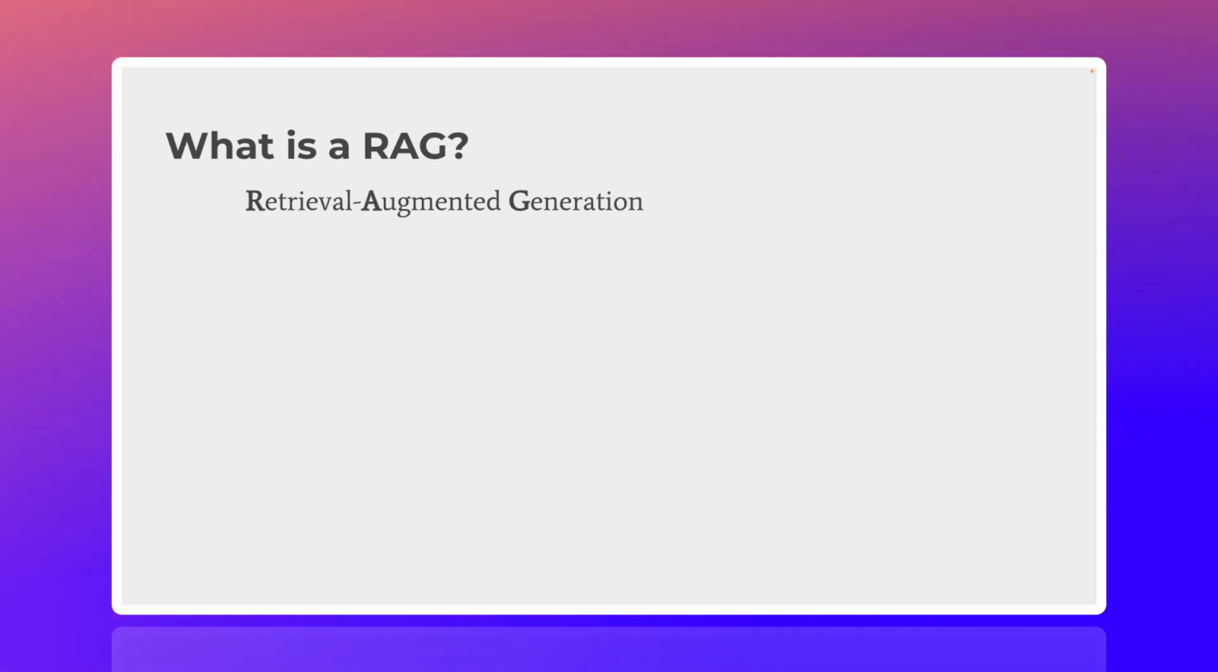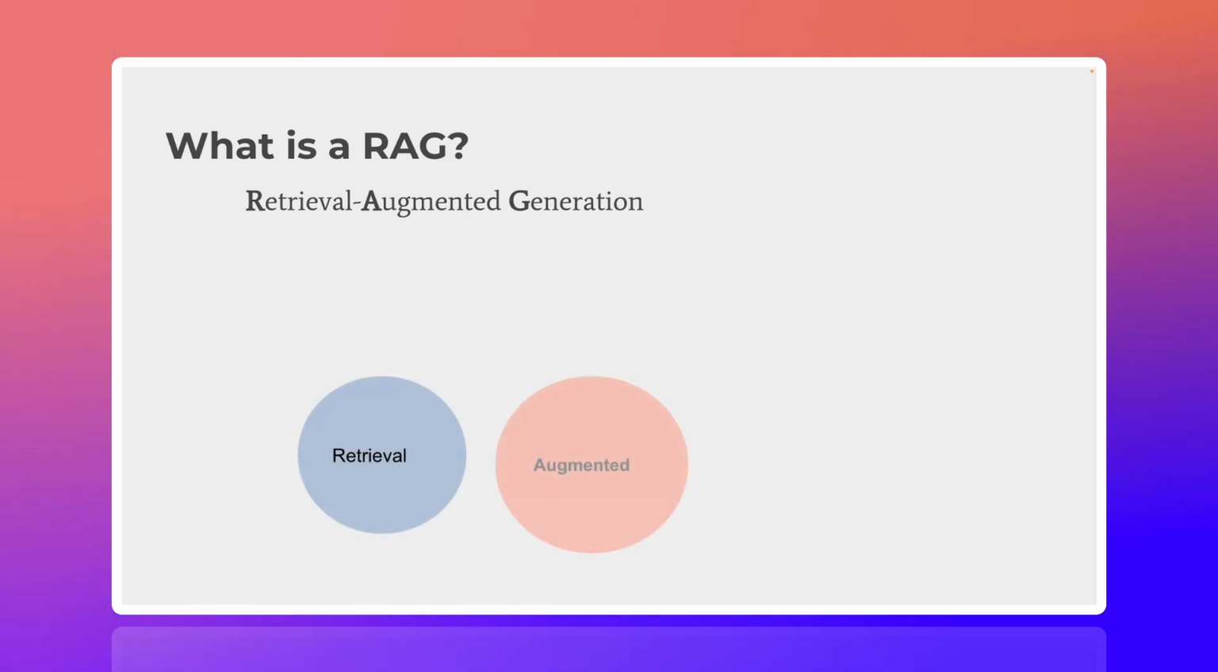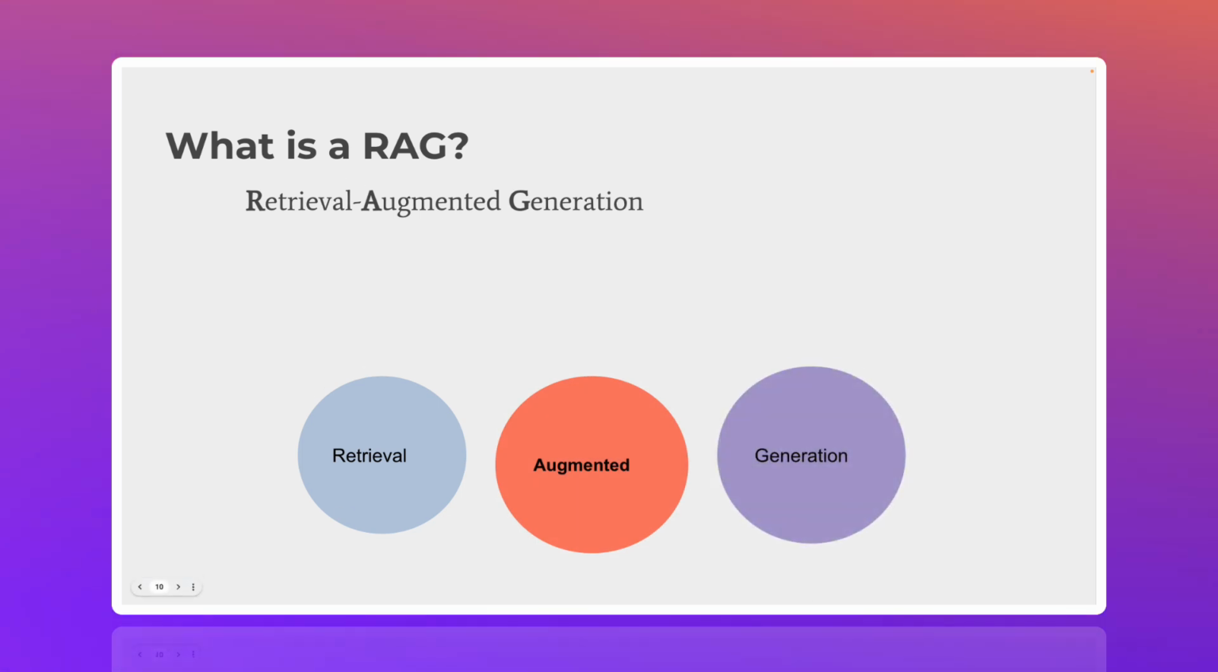Now, what is RAG? RAG stands for Retrieval-Augmented Generation. So the key points here are retrieval, augmented, and generation. The idea is that we have a system that retrieves information. We have also a way of augmenting whatever we are passing through, and then pushing that information into a machine, quote unquote, that will generate a result.